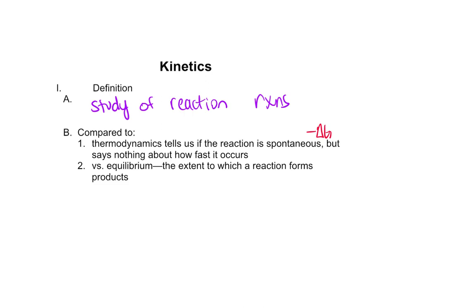So thermodynamics and kinetics are two of the three really big deals in AP Chem. And then the last one, which we'll get to in a couple months, is equilibrium. And that talks about the extent to which a reaction occurs and forms its products.